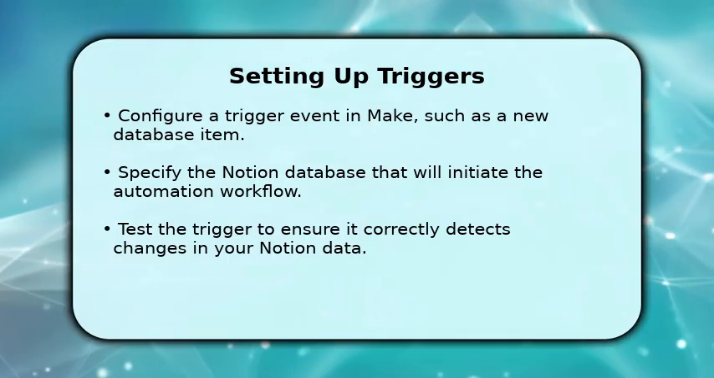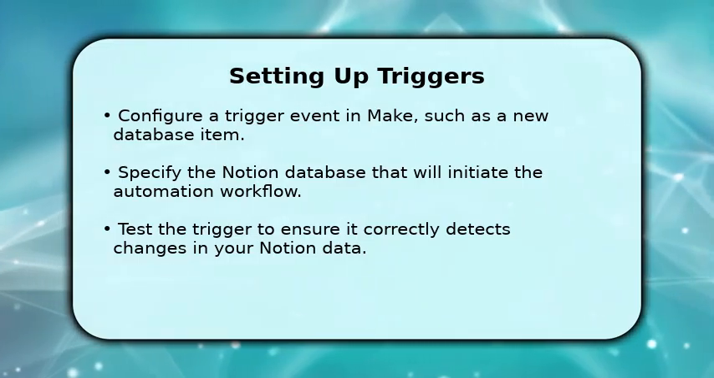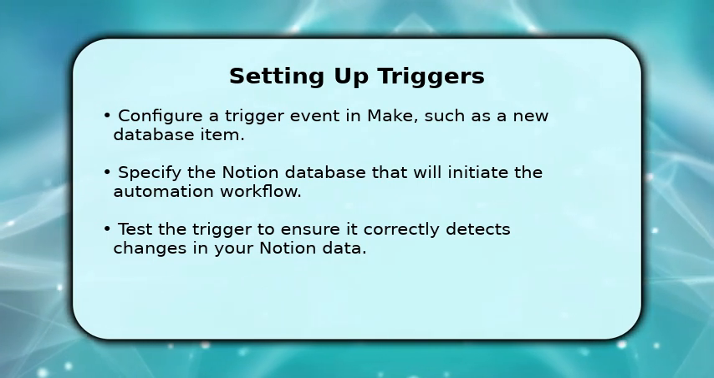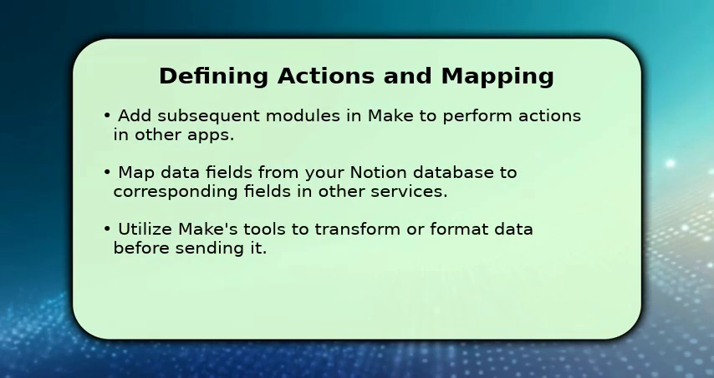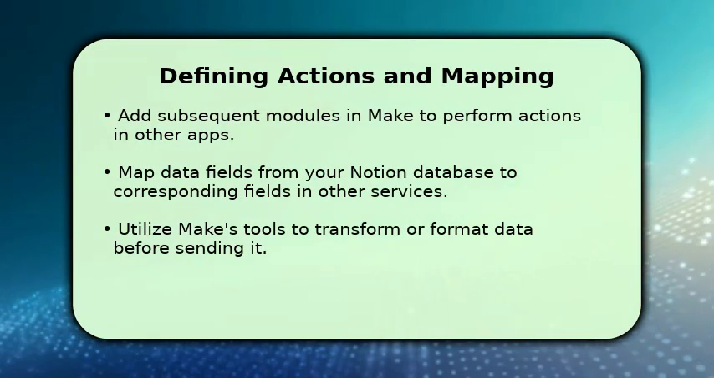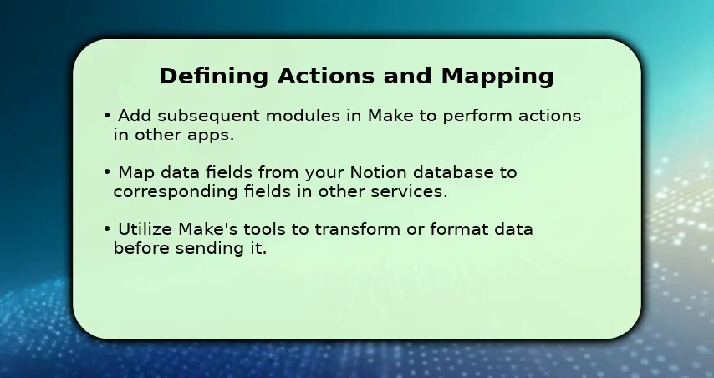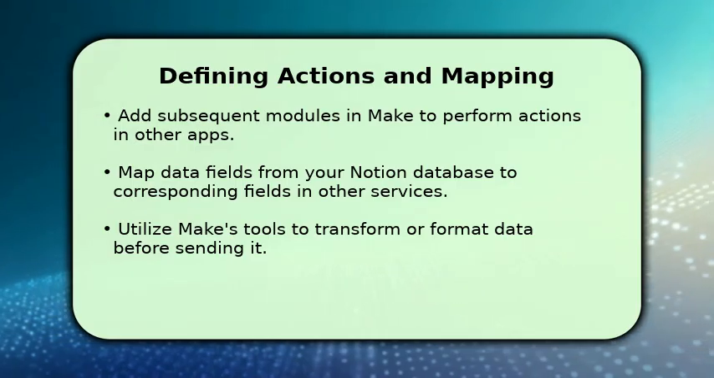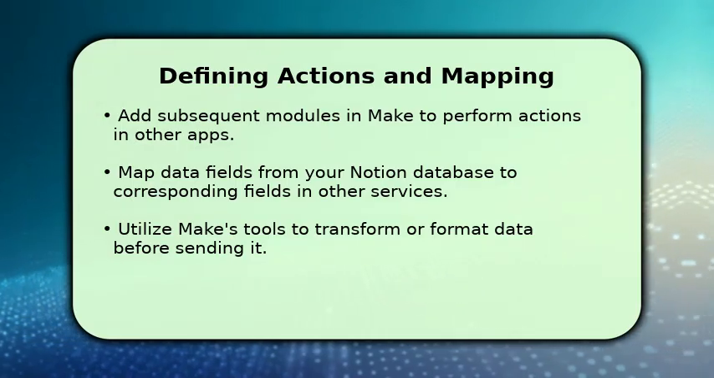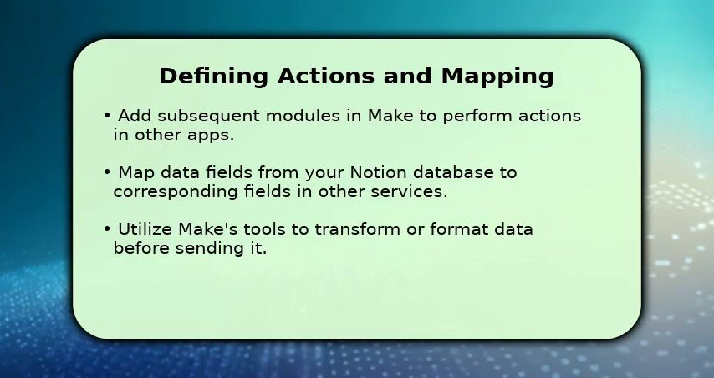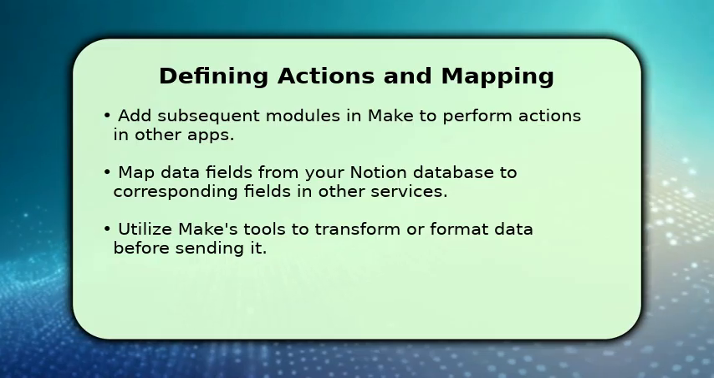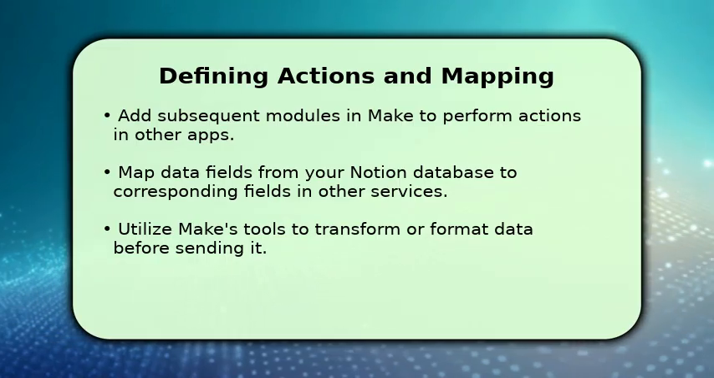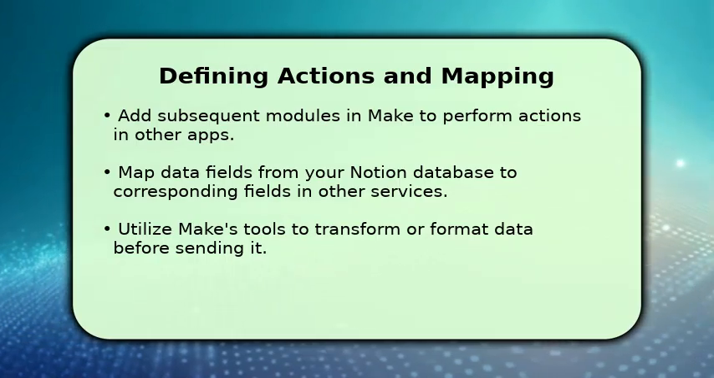You can also add filters to ensure only specific Notion items activate your Make scenario, providing precise control over your automations. With your trigger configured, you can now define the actions your automation will perform. Add subsequent modules in Make, connecting to other applications like Google Sheets or Slack. The critical part here is data mapping. Link specific fields from your Notion database to the corresponding fields in the target application.